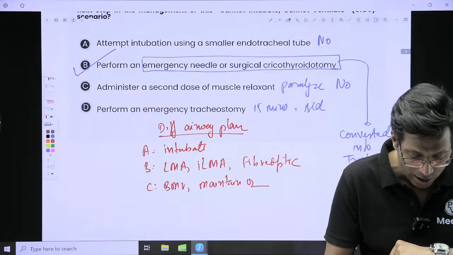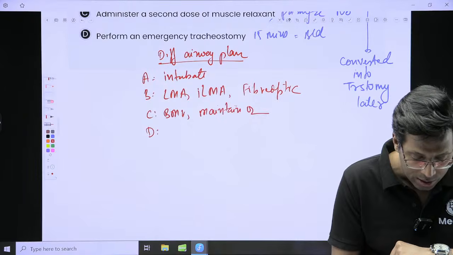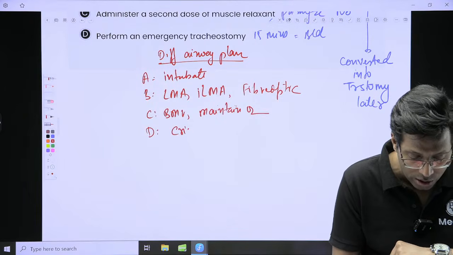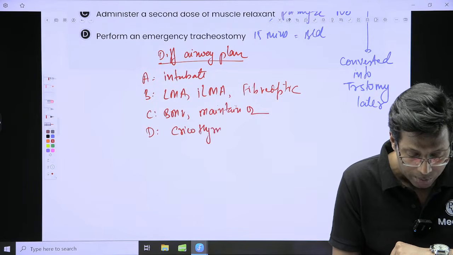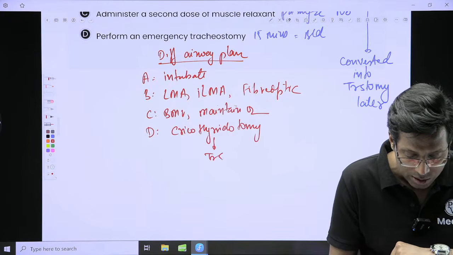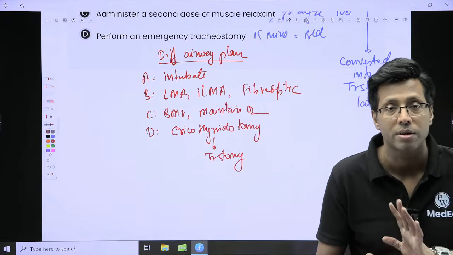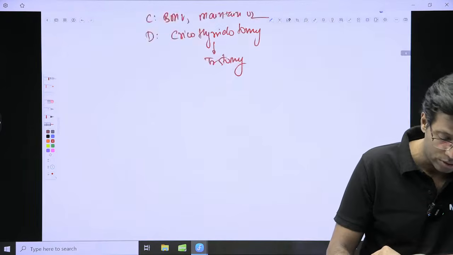If you are unable to do that, then come to plan D, and this is needle or surgical cricothyroidotomy. And remember, this gets converted to tracheostomy. This is our difficult airway plan. That's it. Okay, clear? Let's go to the next question.